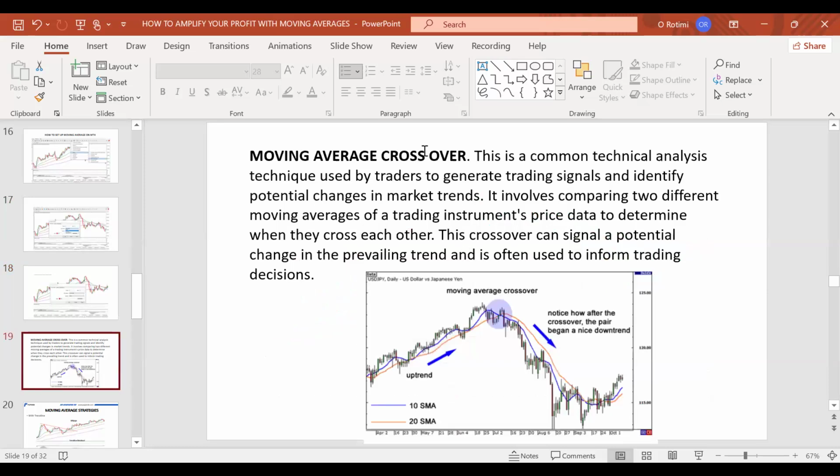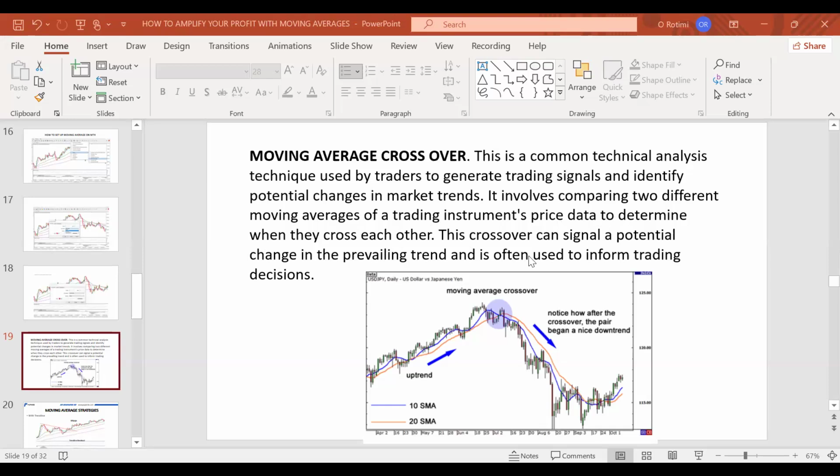So let's look at moving average crossover once again. Now we say that moving average crossover is a common technical analysis technique used by traders to generate trading signals and identify potential changes in market trends. It involves comparing two different moving averages of a trading instrument's price data to determine when they cross each other. This crossover can signal a potential change in the prevailing trend and is often used to inform trading decisions.